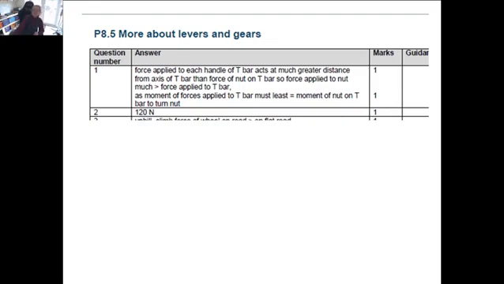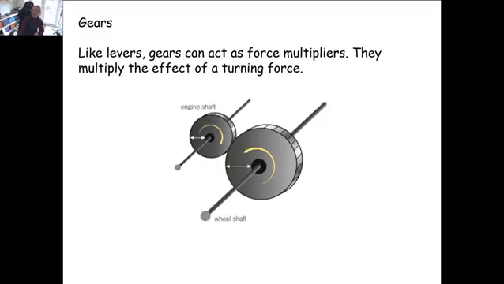Okay, the last thing that we need to look at today is gears. Now, like levers, gears can act as force multipliers, but this time they're going to multiply the effect of a turning force. So the screwdriver had the same turning force at the two parts, but here instead the gears have the same force, and you multiply the turning effect or the turning force.